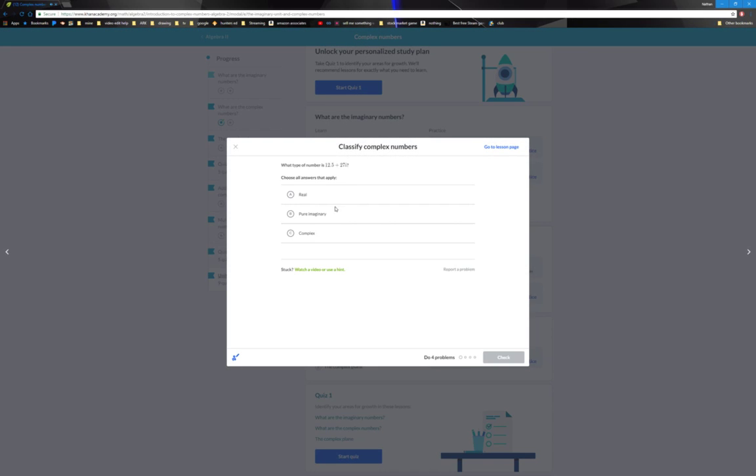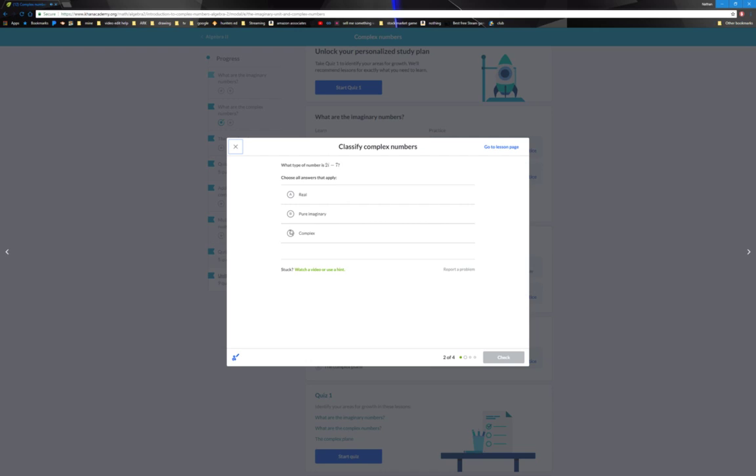All right, practice. We have a second one: classifying complex numbers. Well, what type of number is 12.5 plus 27i? Well, we know it's not a real number because it has an i in it, and we know it's not a pure imaginary number because it has a real number that isn't multiplied by i. So we know it's not pure imaginary, so it must be complex.